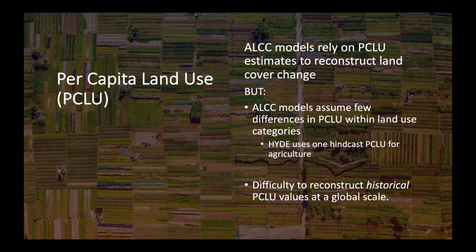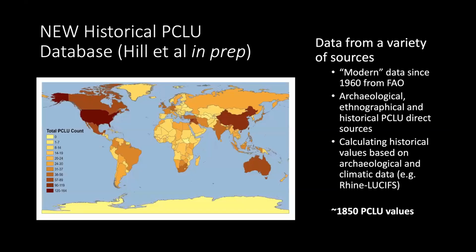But we know that per capita land use does in fact vary quite significantly within the same kind of land use type and between regions and through time. And so it's difficult to reconstruct historical PCLU values at a global scale and understand how they should change in the past. So one of the additional projects that the land use side of the LC6K project has been working on is a new historical database of per capita land use, trying to pull together all of the data that we can grab that lets us get more nuance about per capita land use.